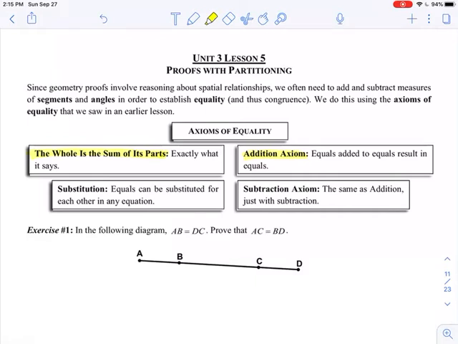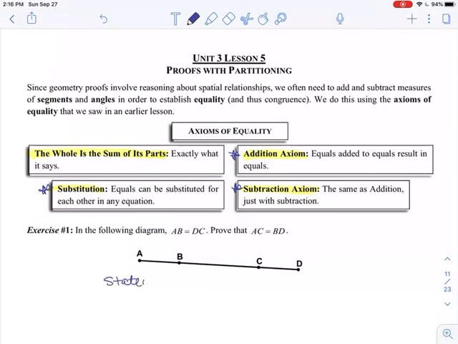Definitely we're using the addition axiom, and that's equals added to equals result in equals. And the subtraction axiom, the same as addition but with subtraction. So equals subtracted from equals result in equals. And substitution we'll definitely use. Equals can be substituted for each other in any equation. So the one that we're generally not using is that the whole is equal to the sum of its parts, but the three others we definitely will use.